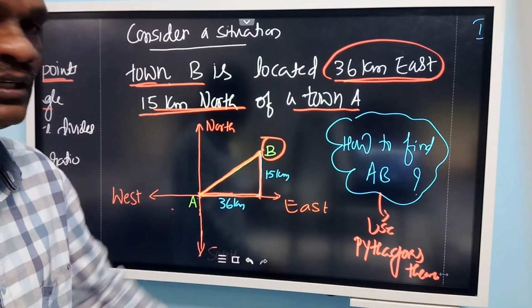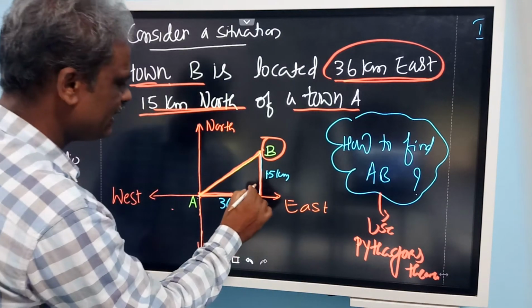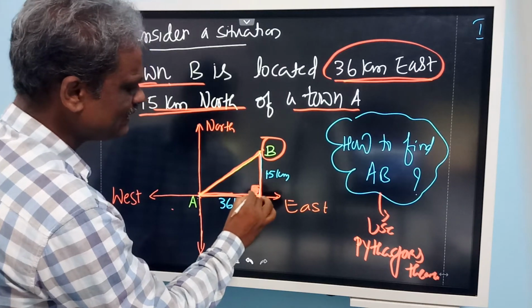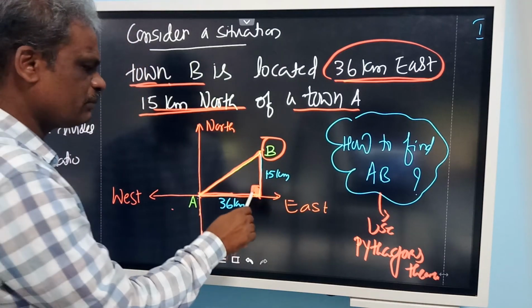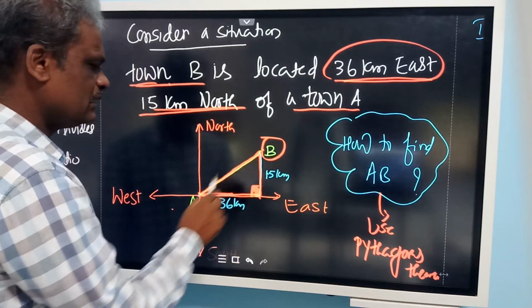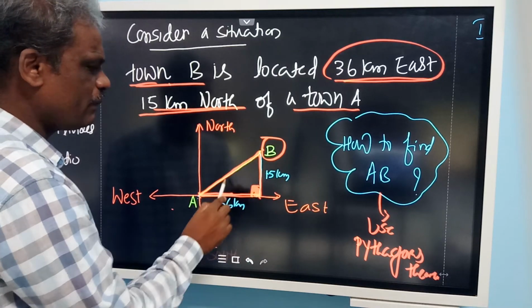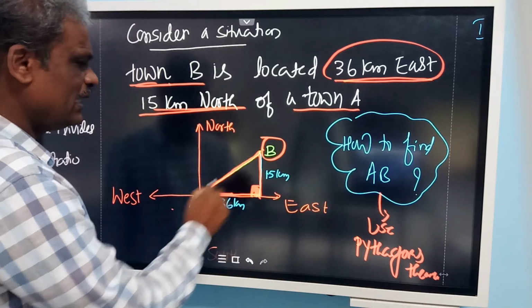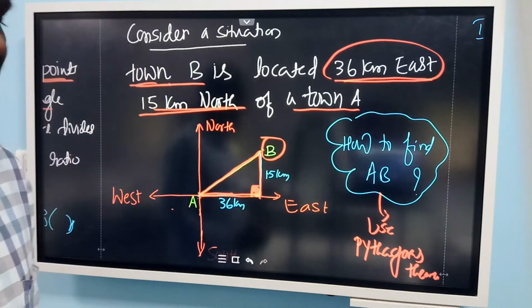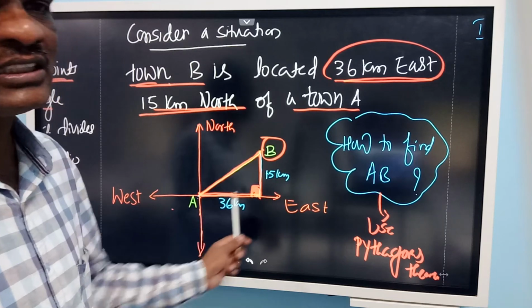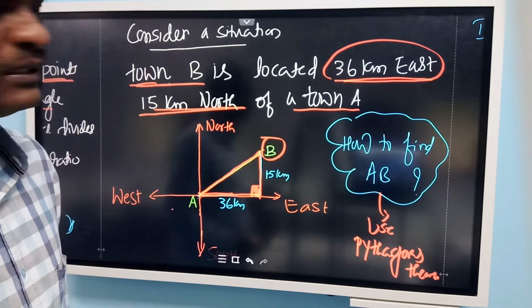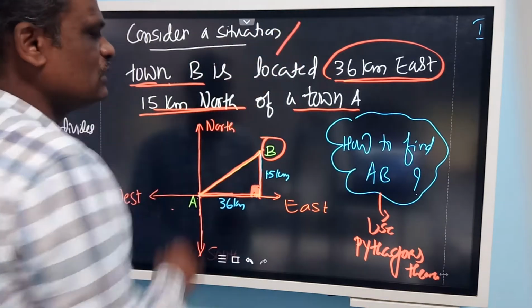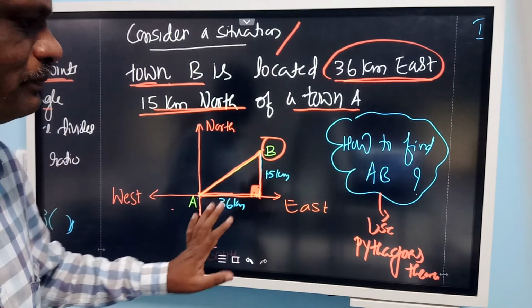It is by Pythagoras theorem because it is a right angle triangle. This angle is 90 degrees. If you use Pythagoras theorem here, in the right angle triangle, the square on the hypotenuse is equal to the sum of the squares on the other two sides. Use this theorem, apply and find out the AB. We can find out the exact distance, the shortest distance between the two towns. Okay, so this is one situation. Is it clear to all of you?